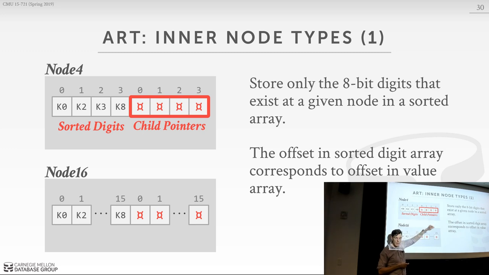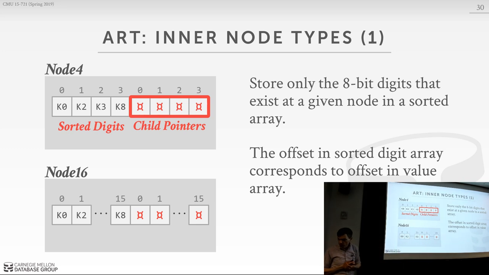Another aspect of the ART index that they describe in the original paper is that you can use SIMD or vectorized instructions to do these searches very efficiently. With SIMD instructions, I can take all four digits, put them into a CPU register, and do one instruction to compare them. I don't have to do a linear scan and look at them one by one. For Node16, it's at most 16 values, so I'm going to have 16 slots in my sorted digit array and then 16 pointers.